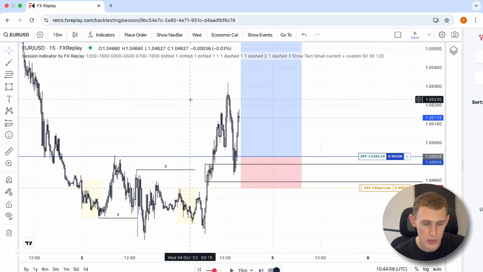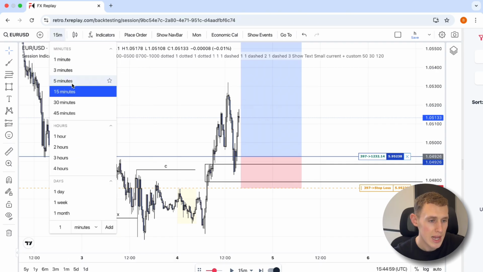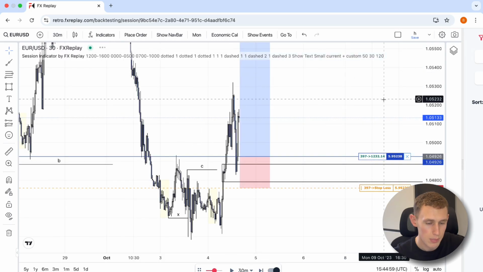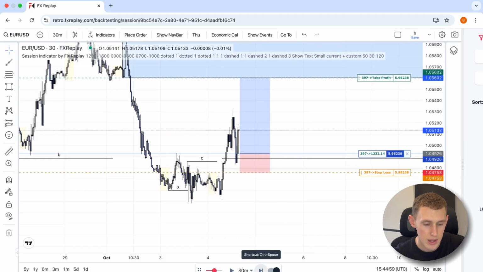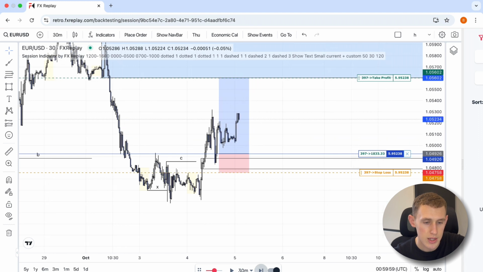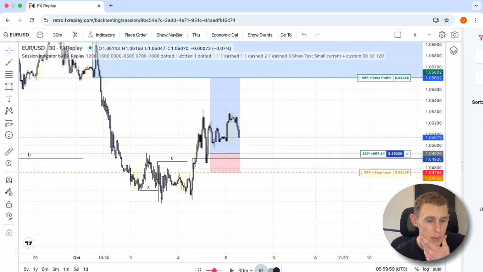There we go, nice push so far. We were slightly late to this again. Ideally, I would have just set a limit on this demand zone, but I played it slightly too quickly. But yeah, let's see if this can continue. Looks nice at the moment.